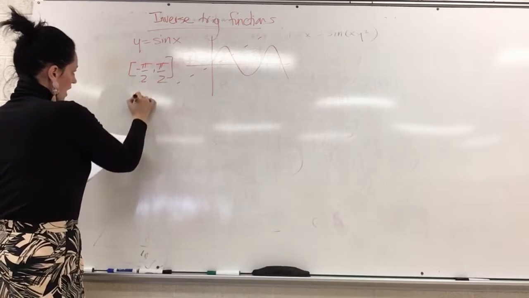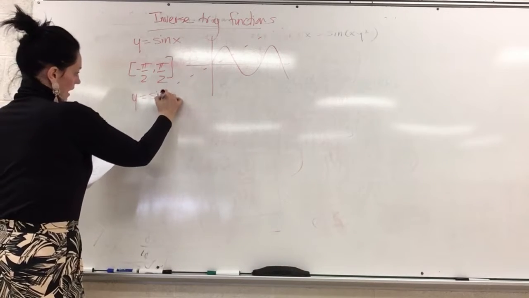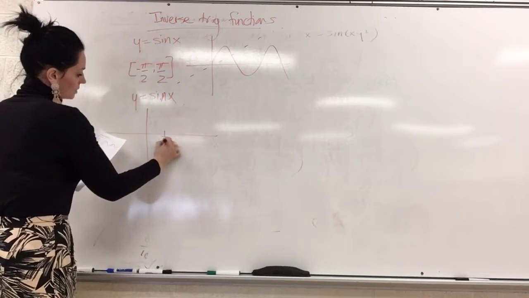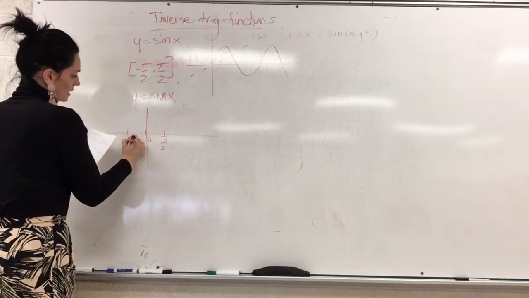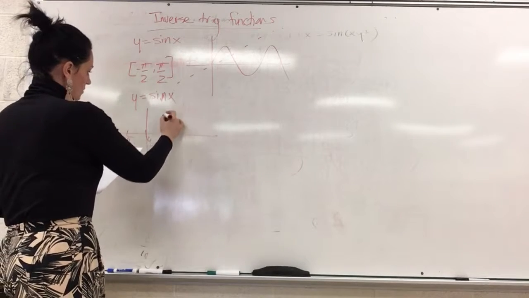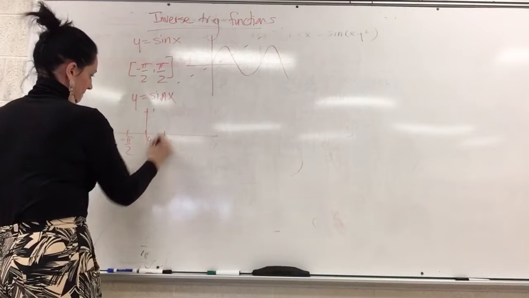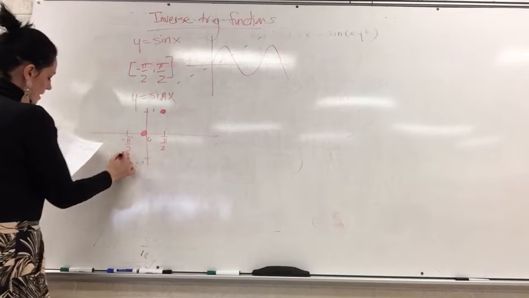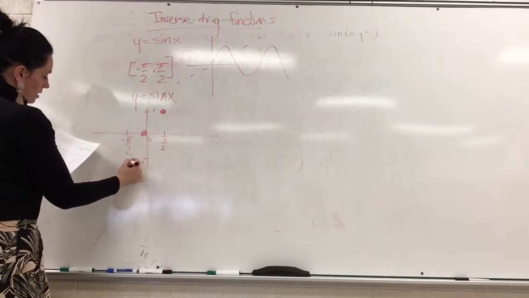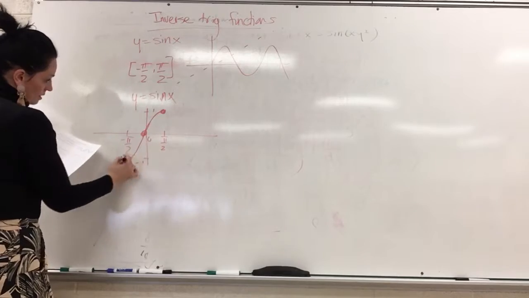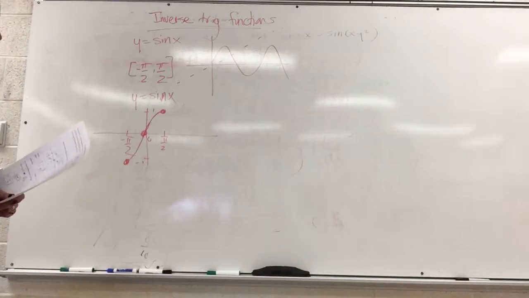So we're just going to start off by graphing y equals sine x between minus pi over 2 and pi over 2. Okay, so here's pi over 2, 0, and minus pi over 2. Hopefully you remember that sine of pi over 2 is 1, sine of 0 is 0, and sine of minus pi over 2 is minus 1. Okay, so let me get my curve in there, that's what the graph of y equals sine x looks like.